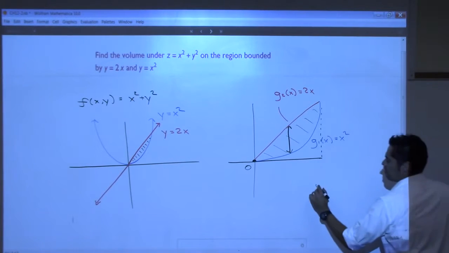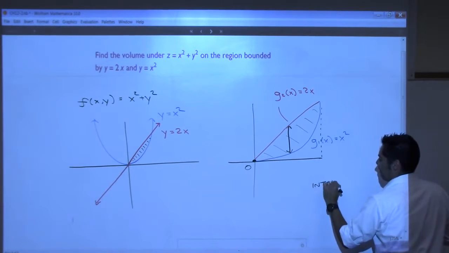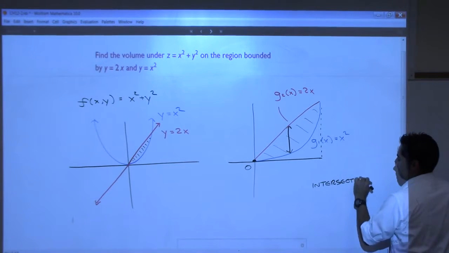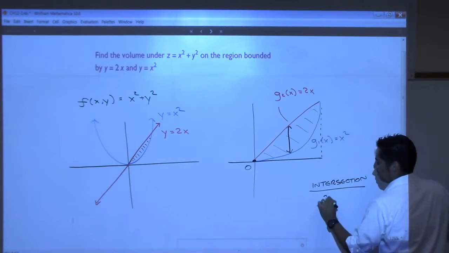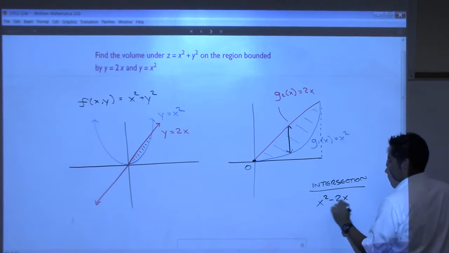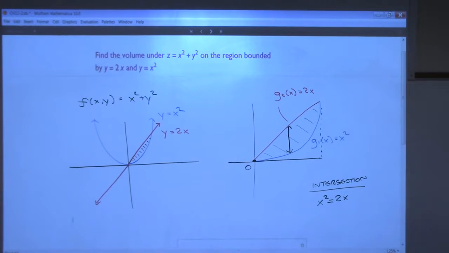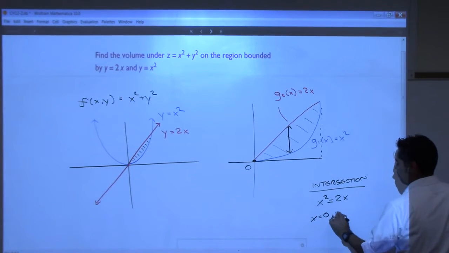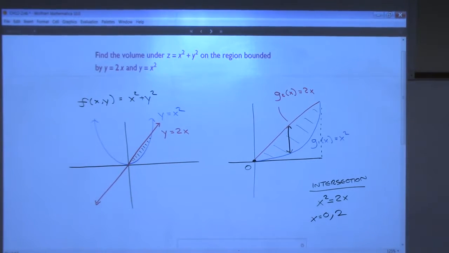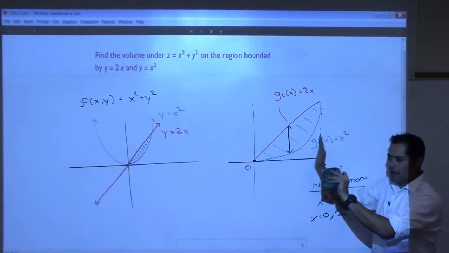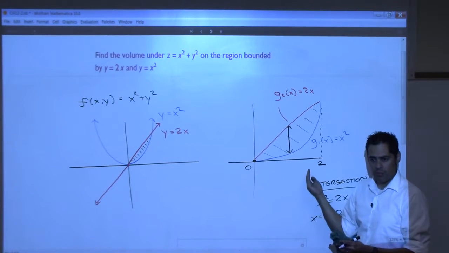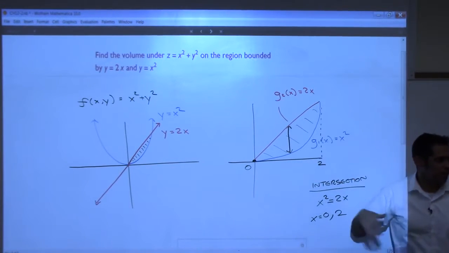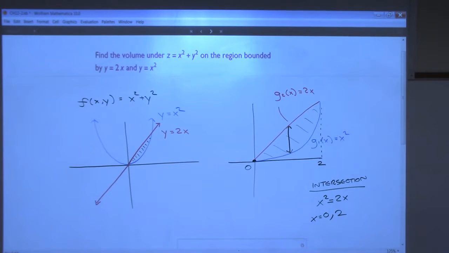So to find that, you set x squared equal to 2x, right? And what are your solutions? You get two of them, 0 and 2. I'm not showing that, but that's what you would get. So this is 2. As I slide this thing left and right, the x's are stuck between 0 and 2. The y's are stuck between two functions of x. It's type 1. We set up the integral, go to town.